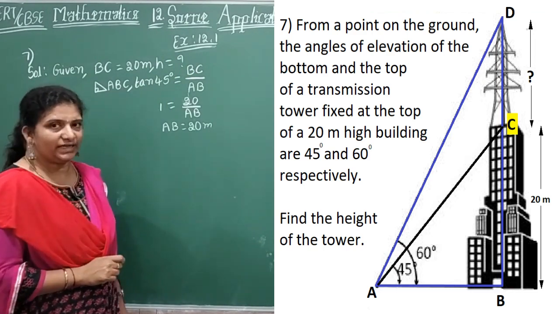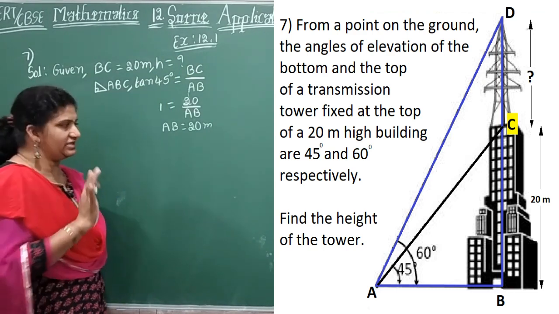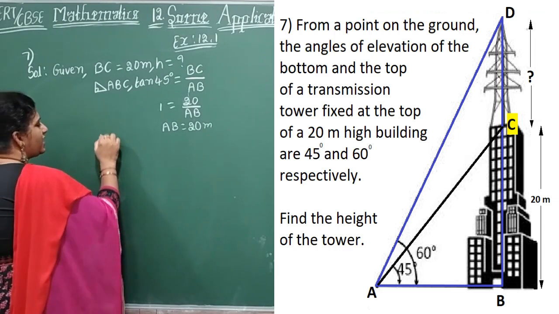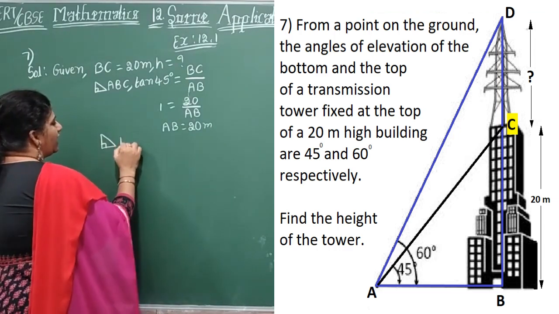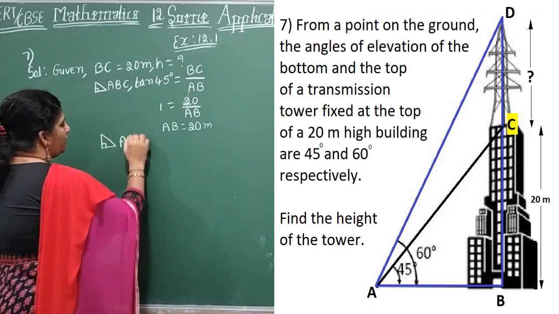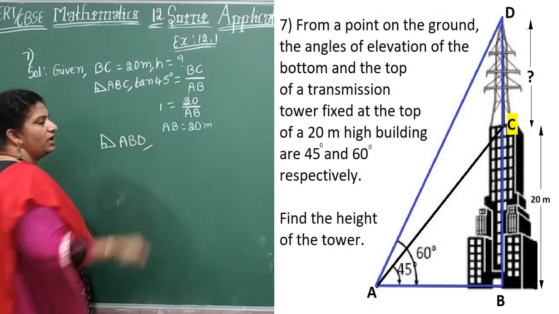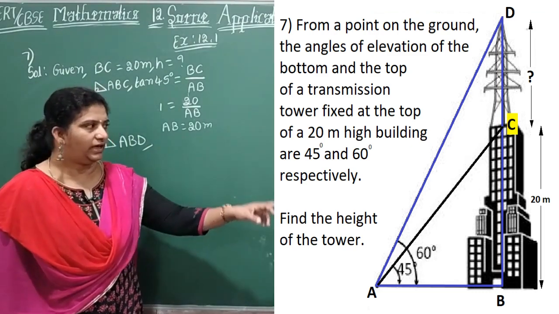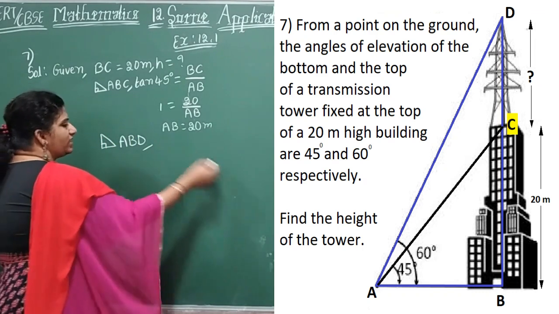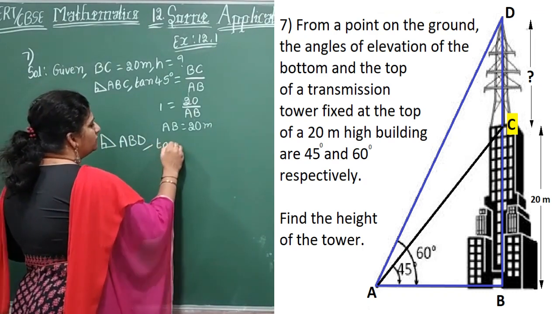Height of the tower, let us assume it as H. So now, what's your next right angle triangle here? Consider right angle triangle ABD. Are you able to identify there? Right angle triangle ABD. So now, what is the angle given here?